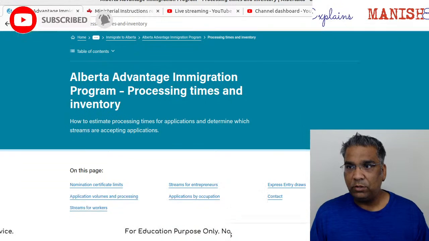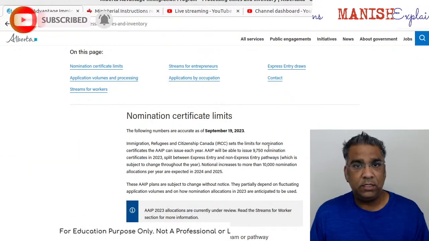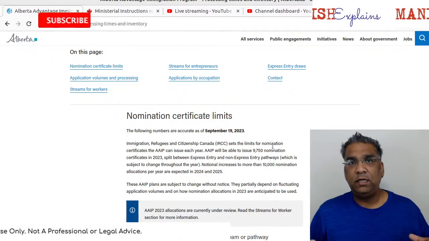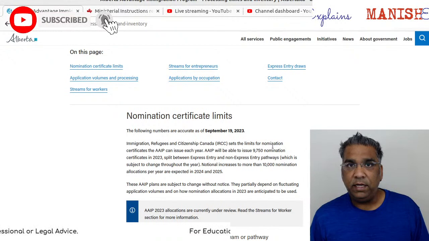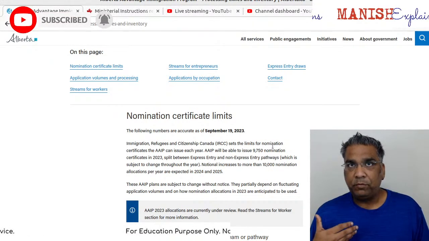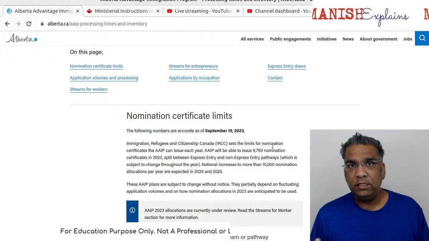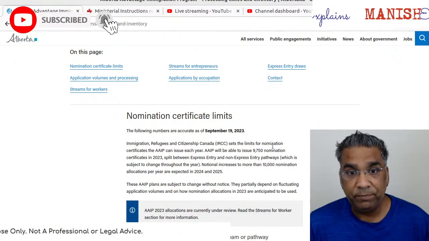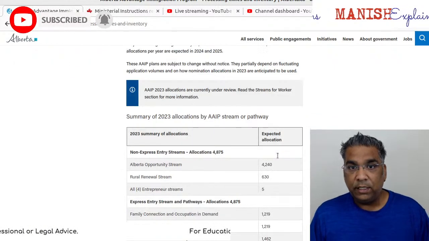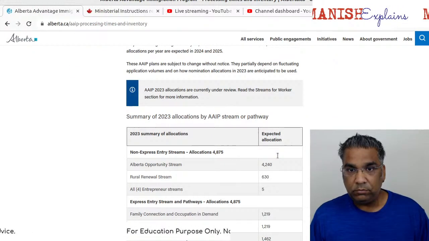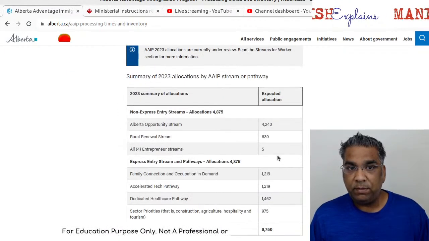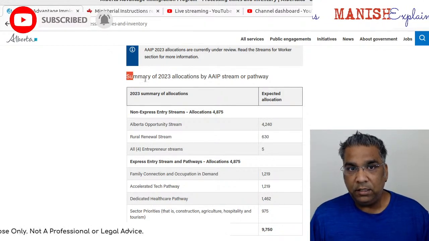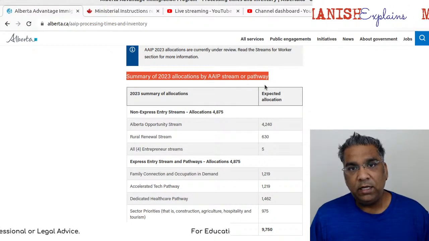Okay, so these numbers are accurate as of 19th of September, right? So the nomination certificate limits and the inventory that has been declared here is recent as of 19th of September 2023. So that is very important. Okay, 19th of September, this is the latest. Summary of 2023 applications by AIP stream pathway.